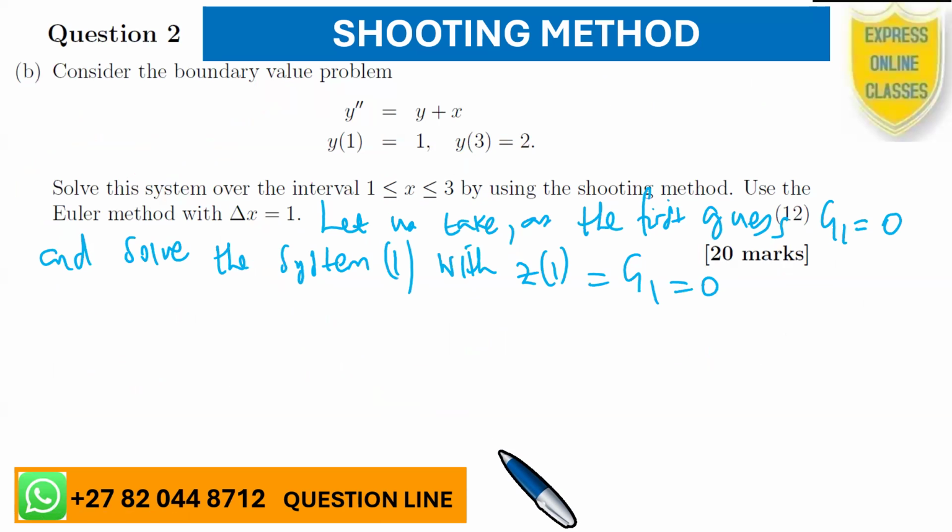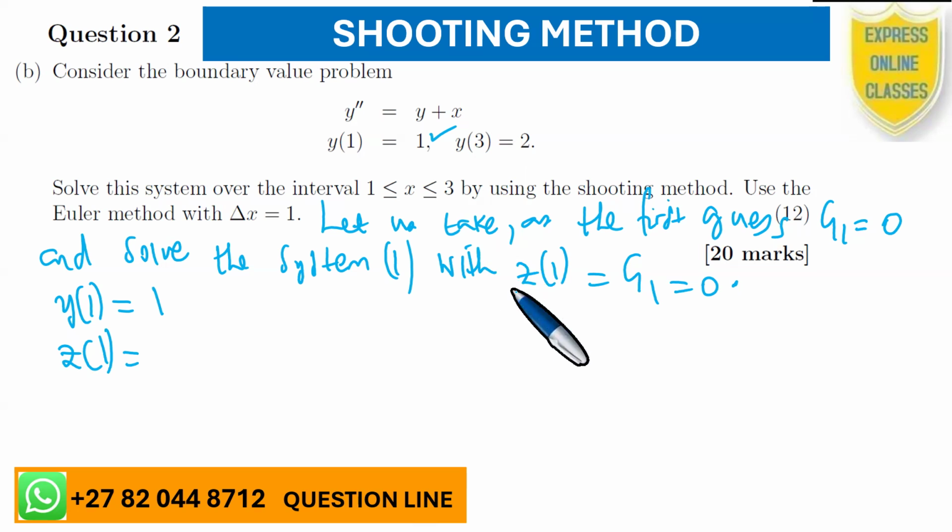Now, let us analyze this and make sure we understand. As a consequence, what are we able to achieve? Y at one is one, because of this. Now the question is, what is Z at one? Of course, we guessed that it is zero, so we put zero here. We're starting from one to three.